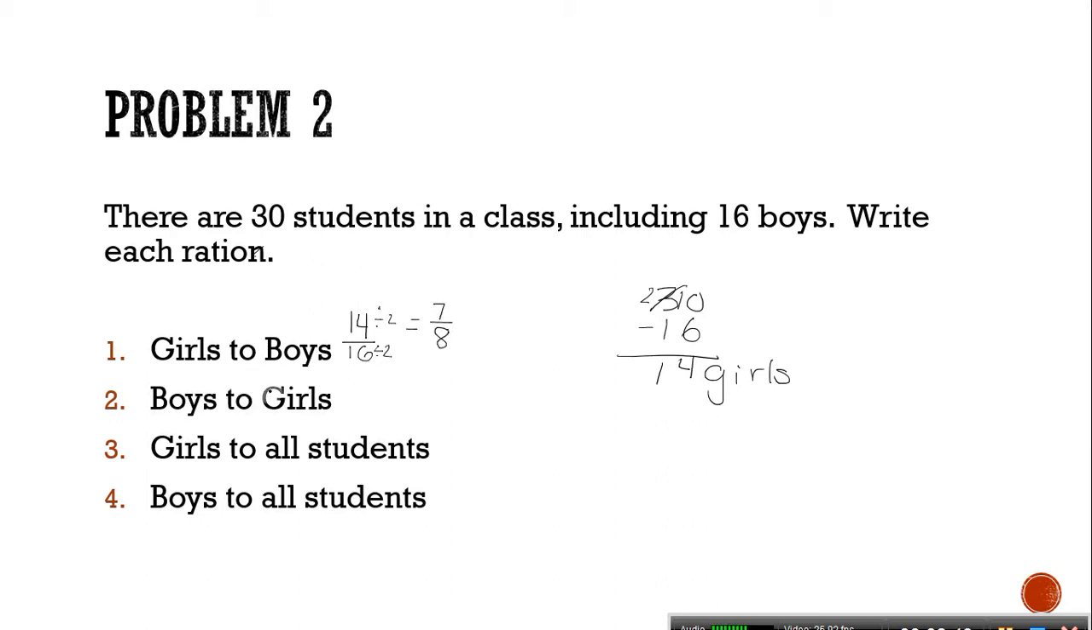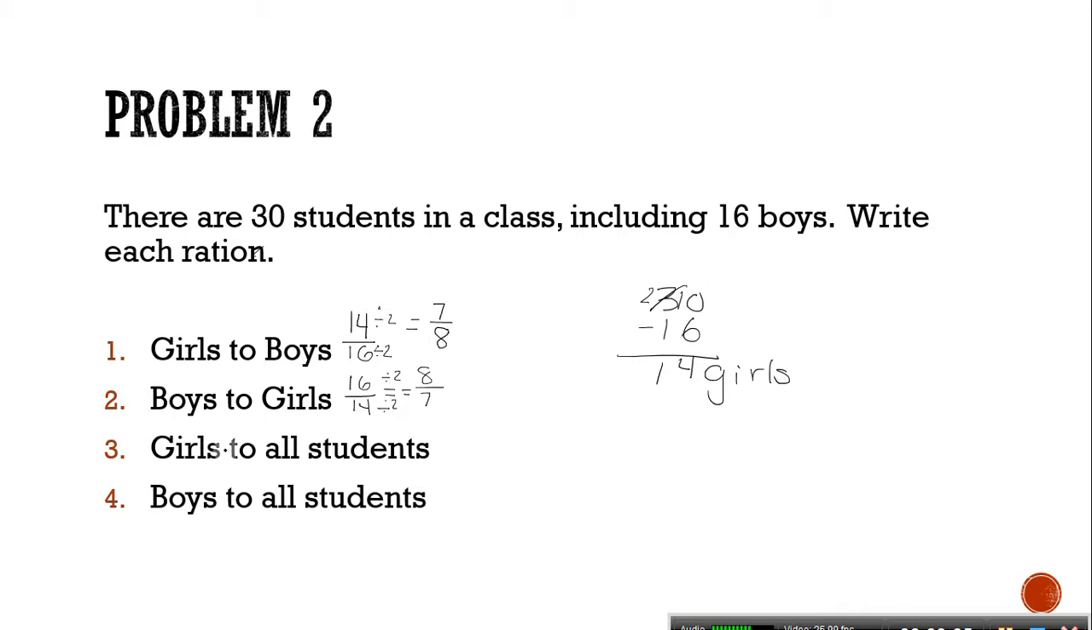Now I need boys to girls. So I have 16 boys and 14 girls. Again, I notice I can divide a 2 into both of these. So I'm going to get 8 over 7.